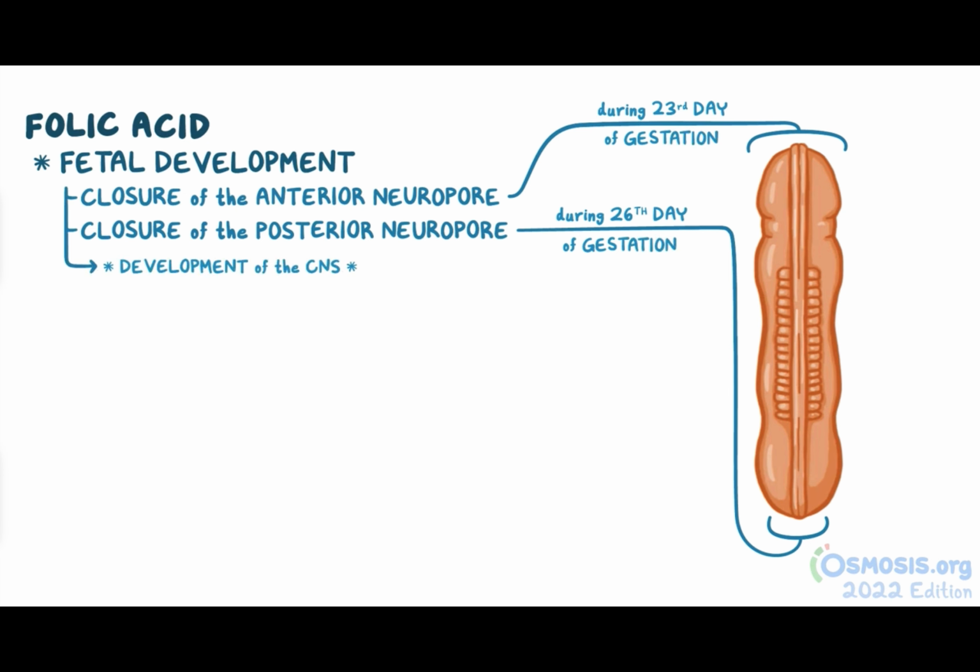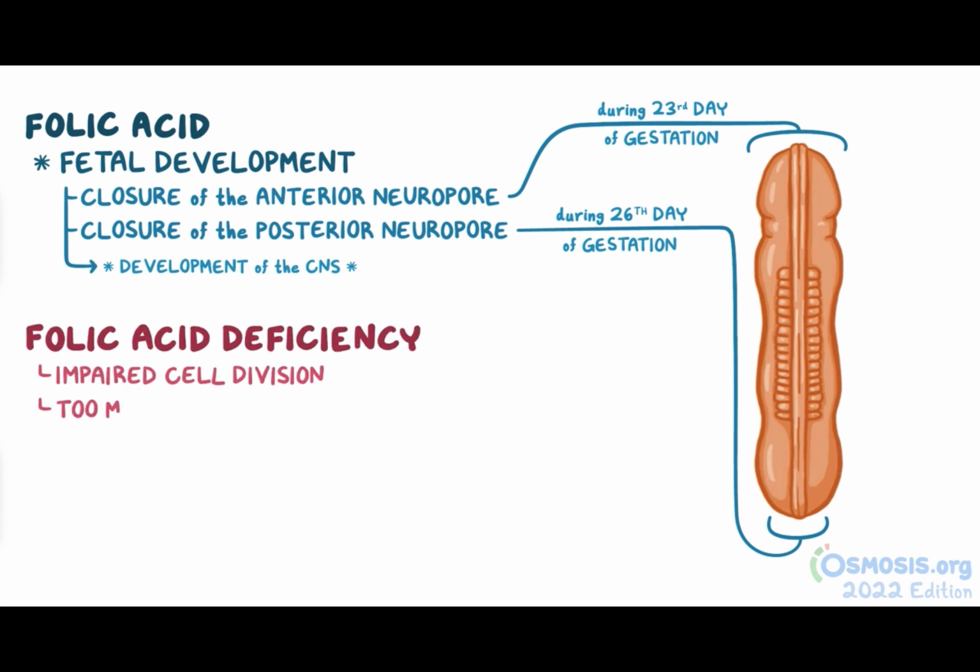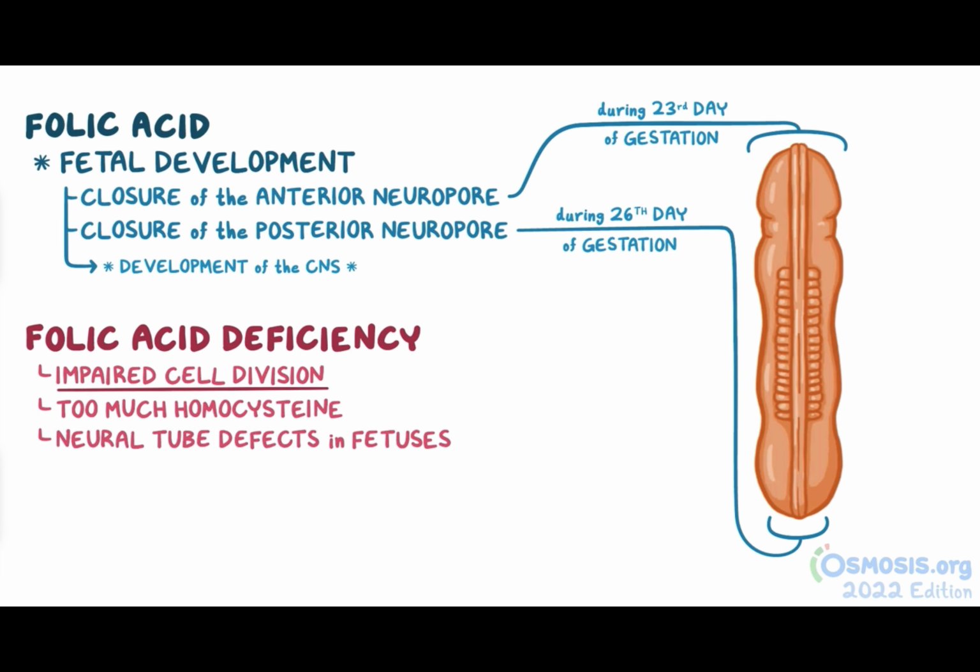So, in short, the consequences of folic acid deficiency are impaired cell division, too much homocysteine in the body, and neural tube defects in fetuses. When cell division grinds to a halt, rapidly dividing cells in the bone marrow, such as red and white blood cells, as well as platelet precursors, are affected.